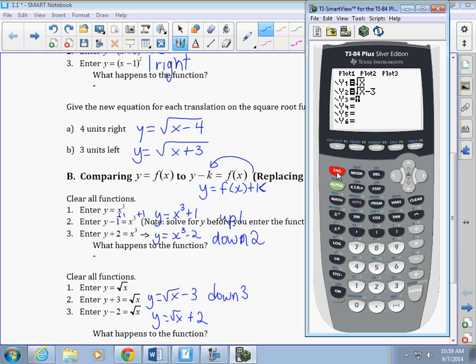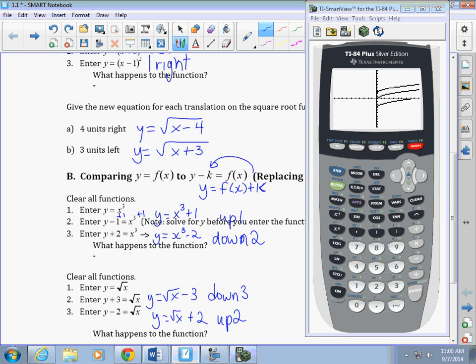Okay, so square root, oops. Okay. So square root x, right arrow, so you move it out of there, plus 2. I didn't put my x in. Nice. So you can see that it has moved up 2.